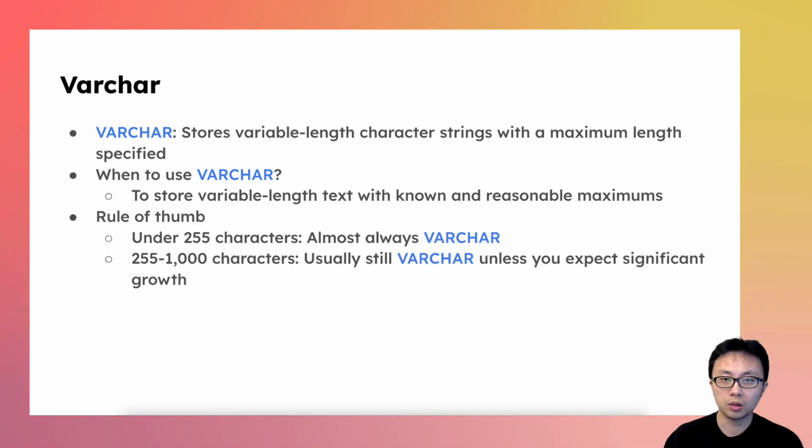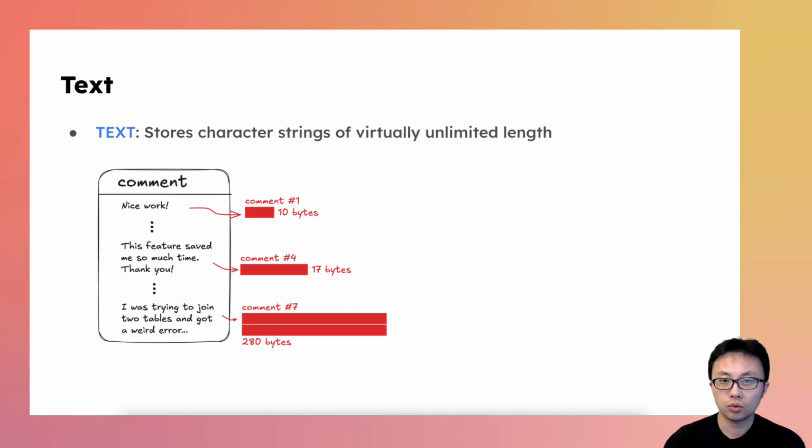A rule of thumb for using VARCHAR is listed here. If the variable data length of a column is smaller than 1000, you should think about VARCHAR. If it goes beyond 1000, you should consider the next string data type that we are going to talk about, which is text. Text attributes store strings of variable lengths, and they almost have no maximum length, like the comment column example that you can see here on the screen.